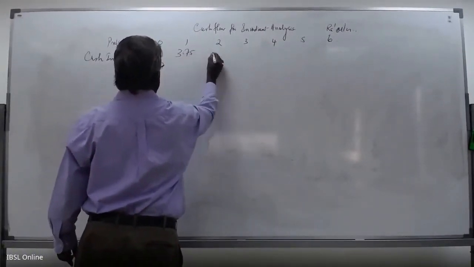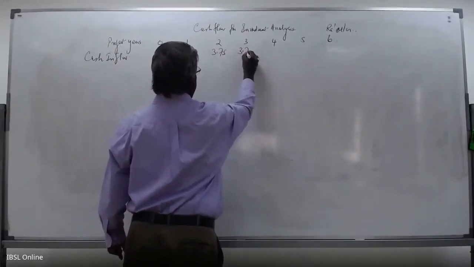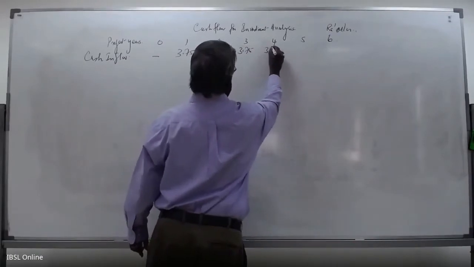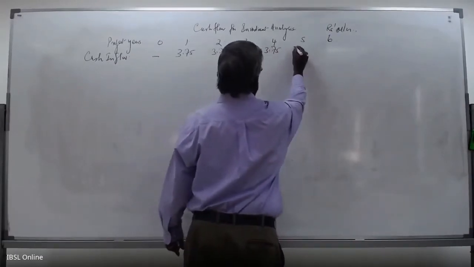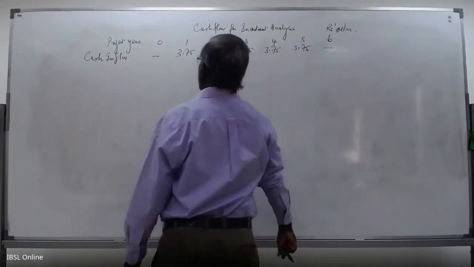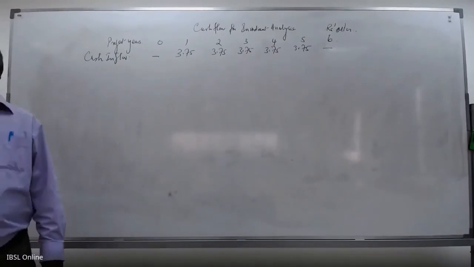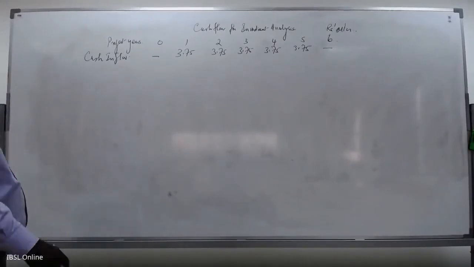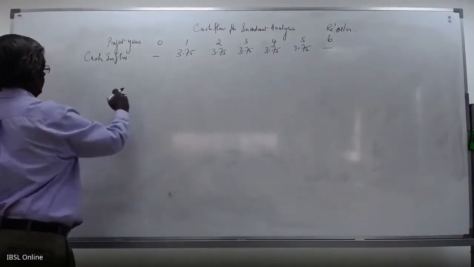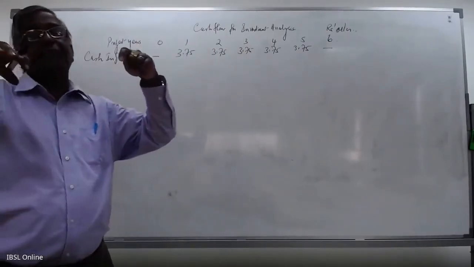3.75 million, 3.75 million, 3.75 million, up to 5 years only. So this is each unit contributing a net cash flow of 25 rupees.